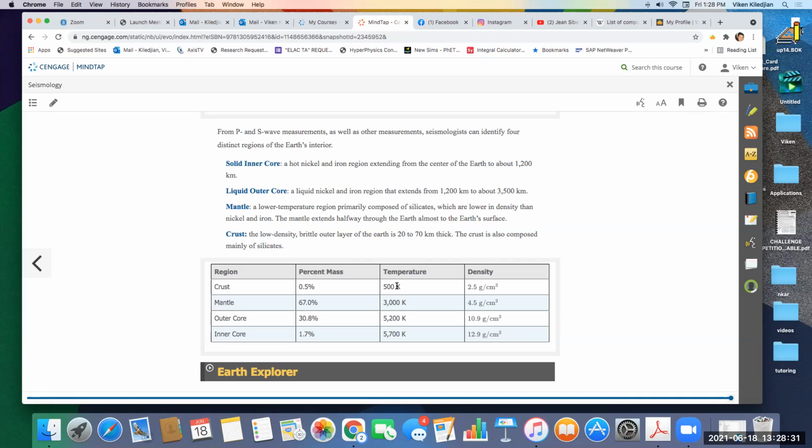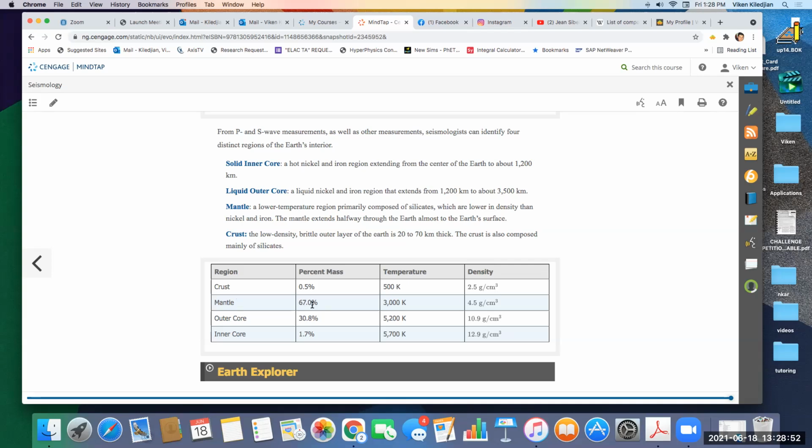So that's 200 degrees above room temperature. That means if you dig into the crust, your metals will already start melting. You can't dig too much because the temperature is going up by 200 Kelvin. The average density of the crust is 2.5 gram per cubic centimeter.